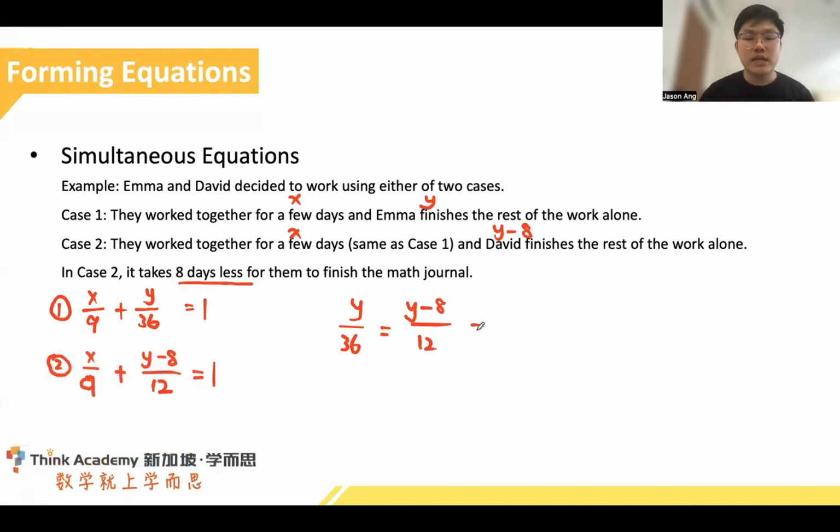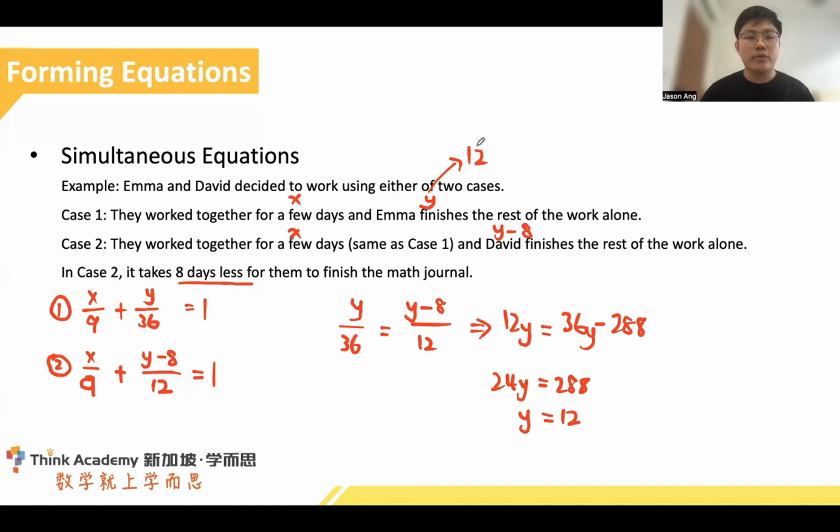From here, we just learn how to do the equations. 12Y equals 36 minus 288. From there, we notice that we can find 24Y equals 288, and that Y would represent 12 days. And this means that Emma would only take 12 days to finish the portion of the work alone. So at least we were able to figure out that Y equals 12.